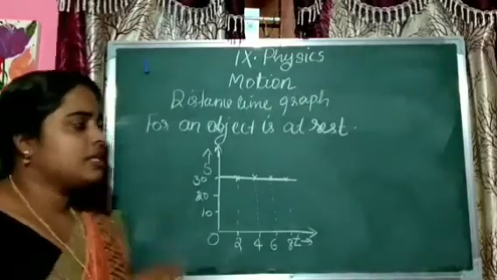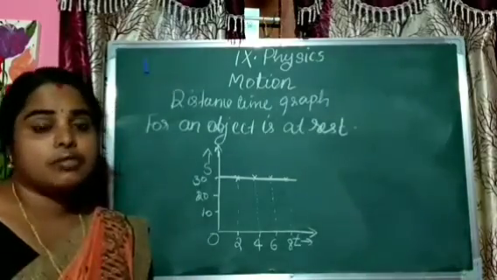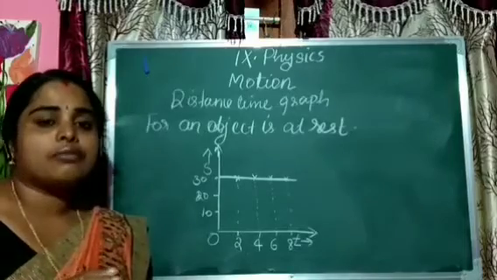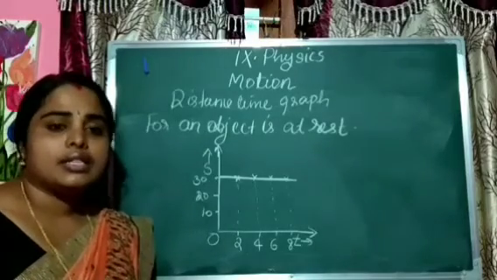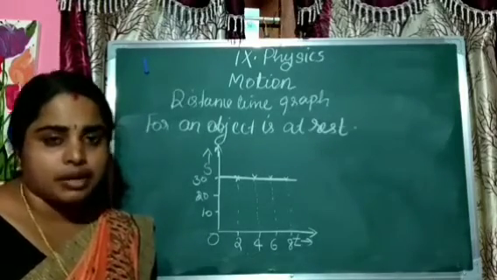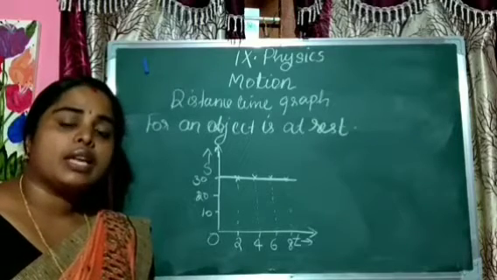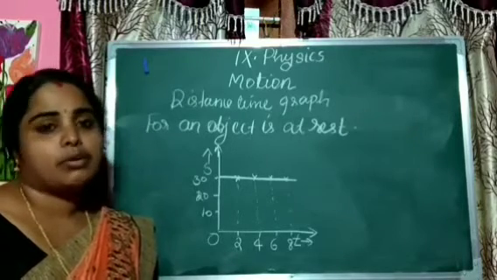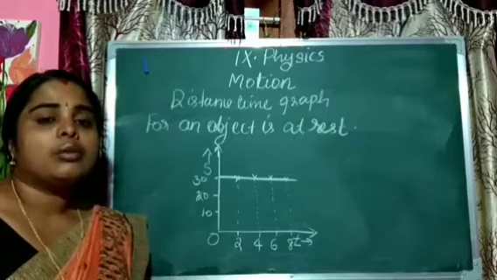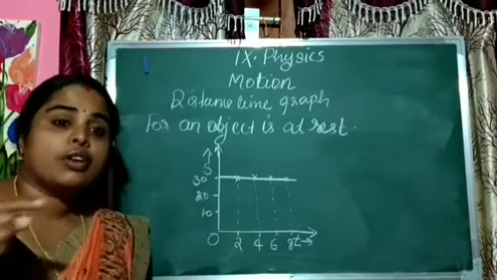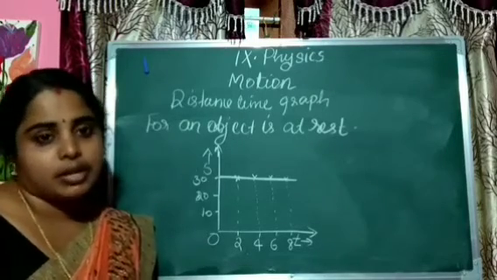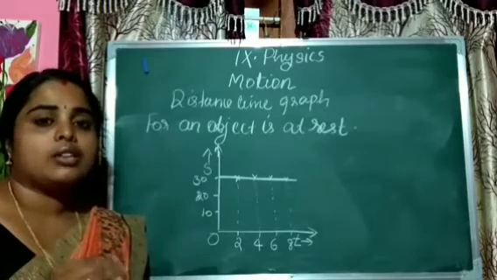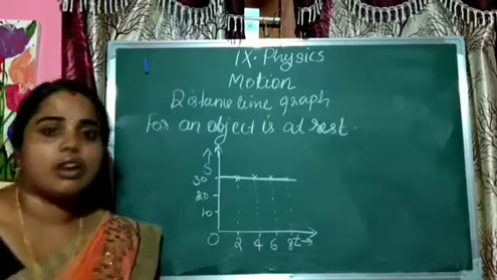And now the uses of distance time graph. From this graph, we can calculate the distance of an object at a particular time interval, and also we can calculate the speed of an object. Then we can understand the position of an object after a particular time interval. So these all are the main uses of distance time graph.